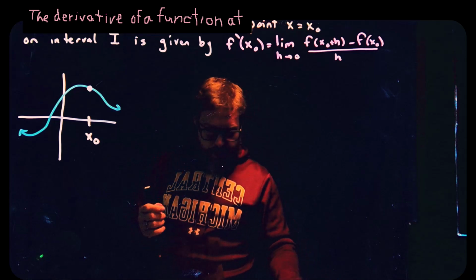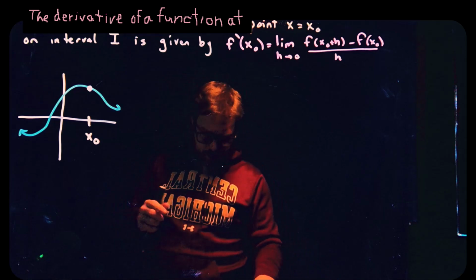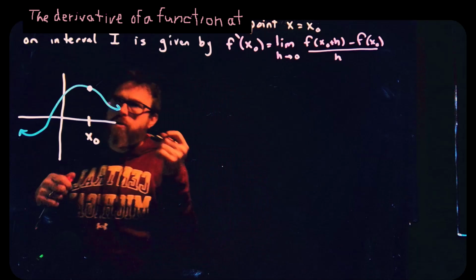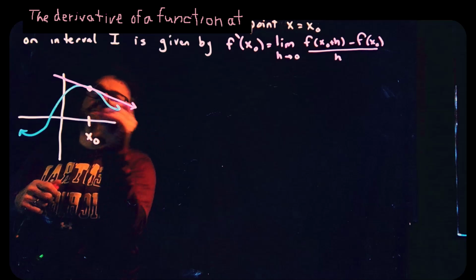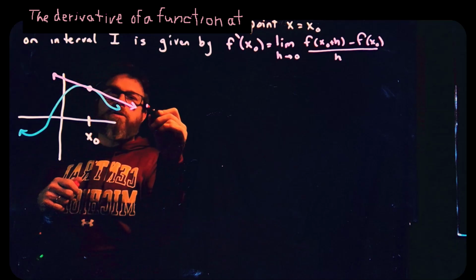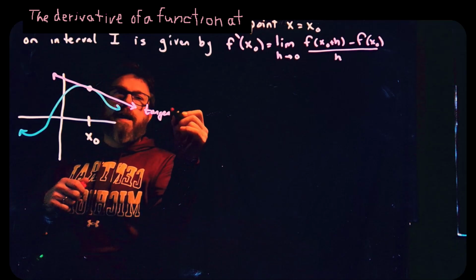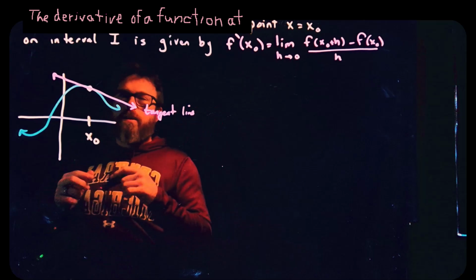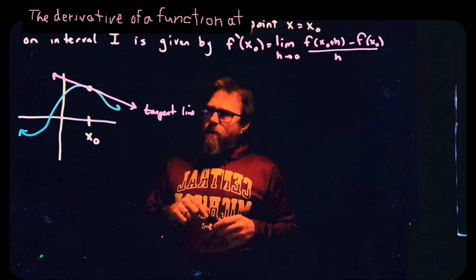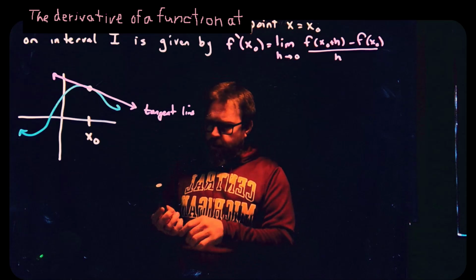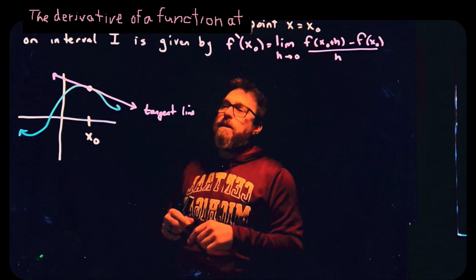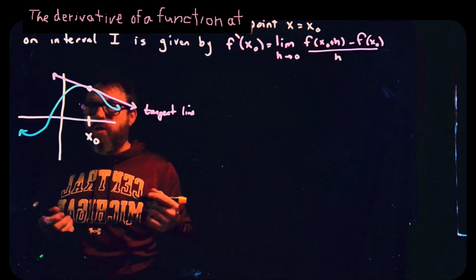And the slope of its tangent line would be this right here. So we're talking about the slope of this line right here. This is its tangent line. But I can't find the slope of its tangent line like I did in pre-calculus. So what I need is another point in order to find the slope of a line.